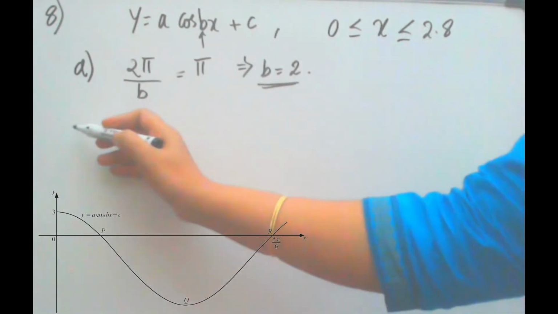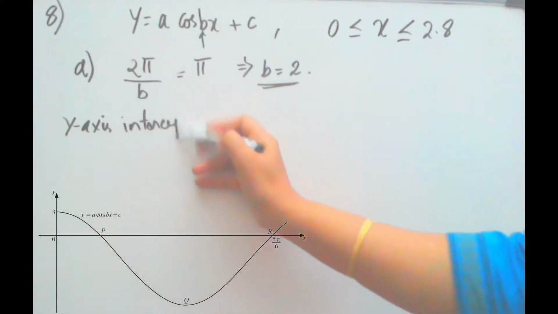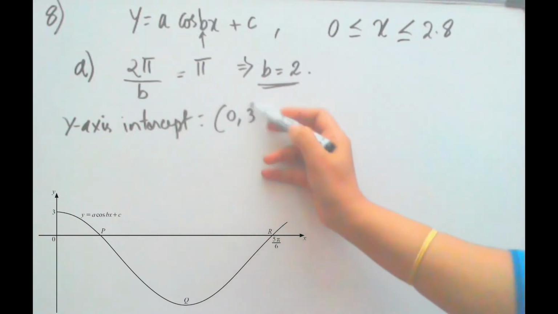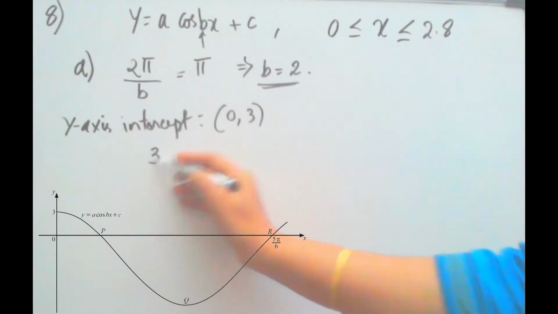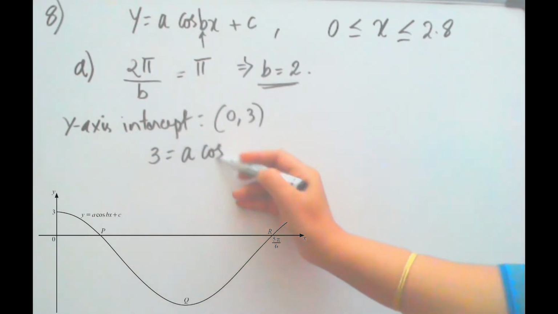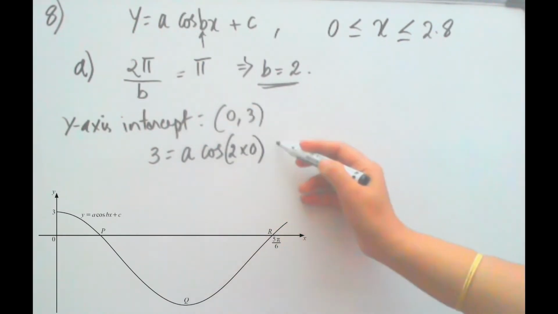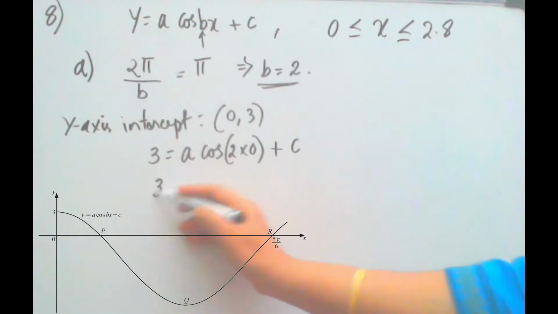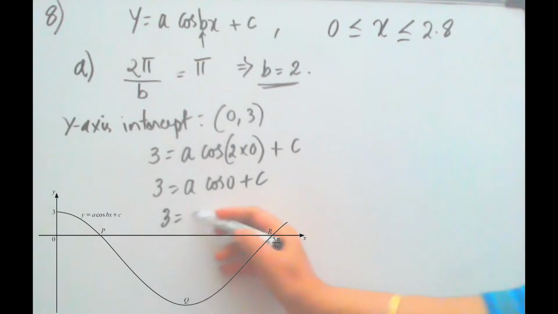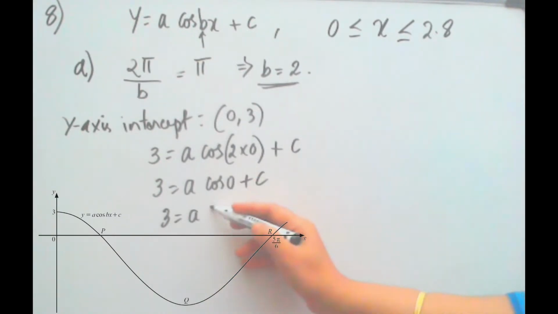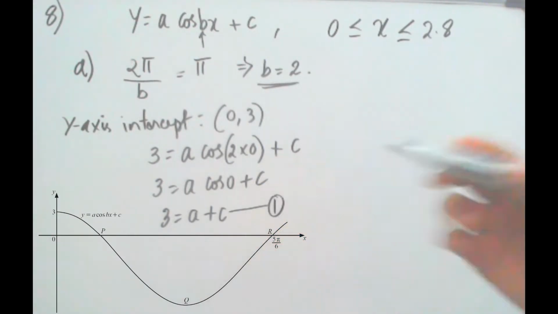So let's start with the y-axis intercept. The y-axis intercept is 0, 3. That means when x is 0, y is 3. Let us substitute in this equation. 3 equals a cos of b, that is 2, into x, which is 0, plus c. 3 equals a cos 0 plus c. That means 3 is equal to a, as cos 0 is 1, plus c. So a plus c equals 3. So this is our equation number 1.